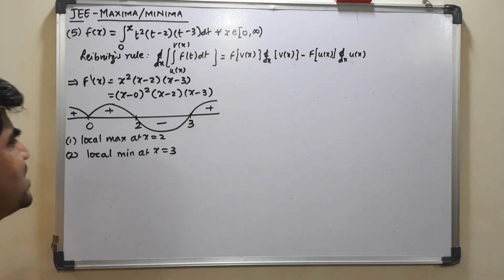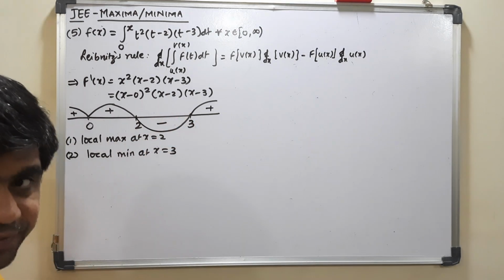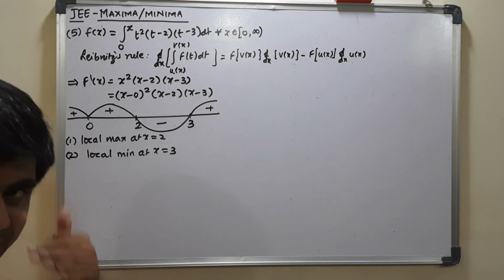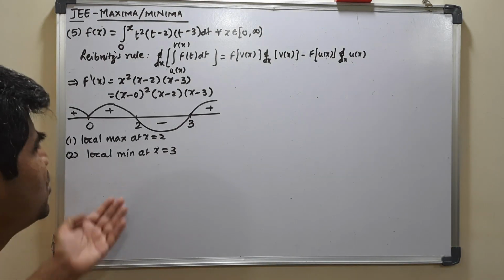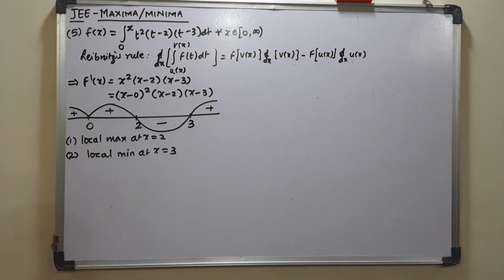That means even I can talk about what is the behavior of the function between 2 and 3. Between 2 and 3, what is the behavior of the function? Is it increasing or decreasing? So many things I can discuss, but only these two things I will be talking about.